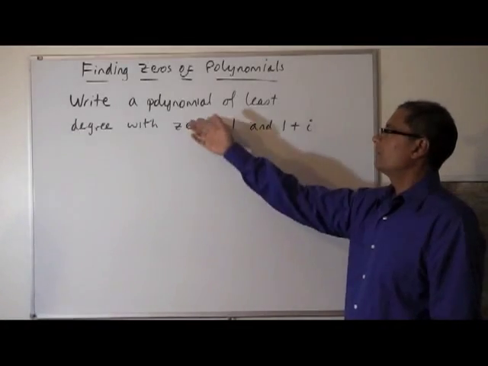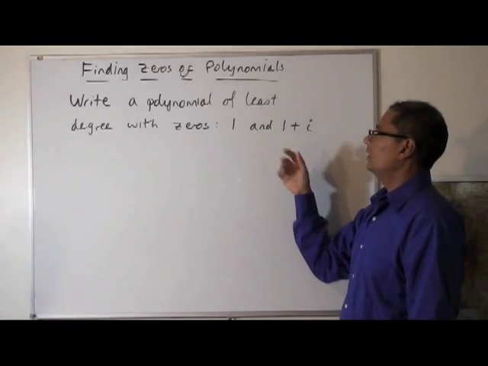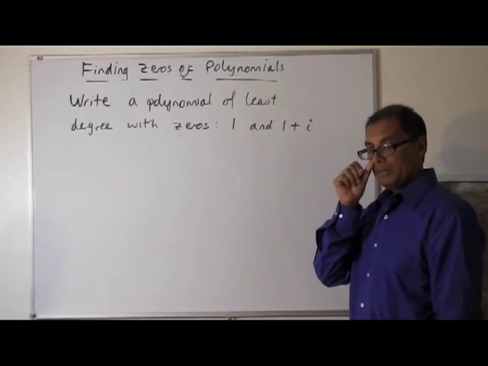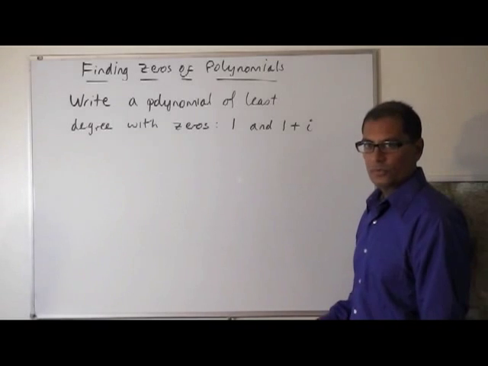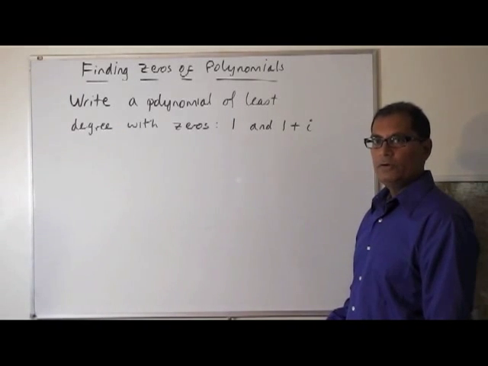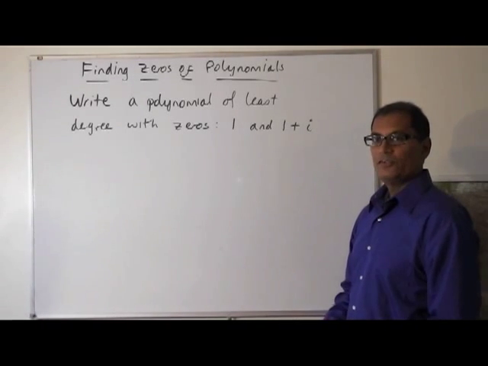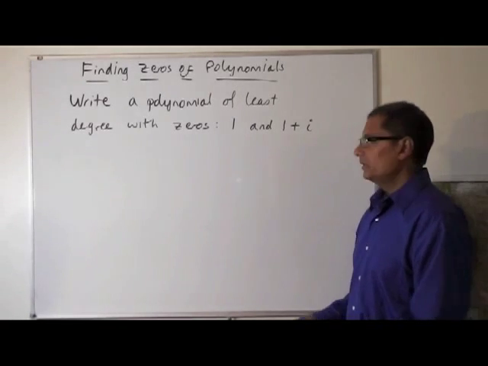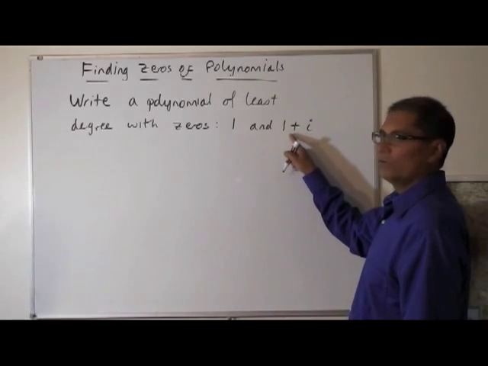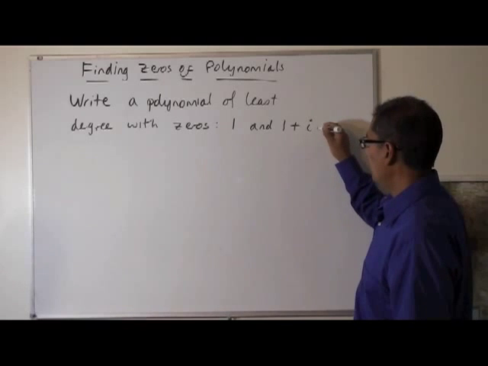So here we're asked to write a polynomial of least degree with zeros 1 and 1 plus i. Now you might think, well, okay, we have 2 zeros, so we're going to have a polynomial of degree 2. But actually there's a zero missing. Remember that these imaginary zeros, this is 1 plus i, they come in pairs.